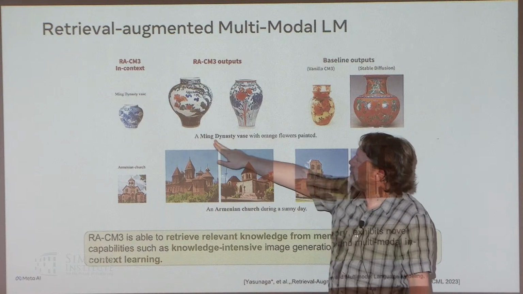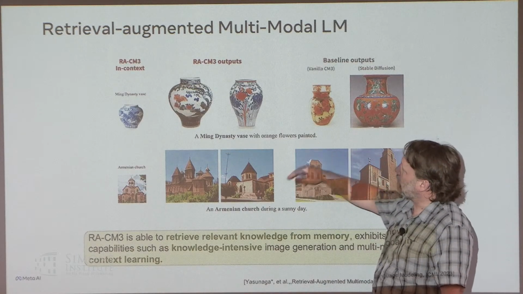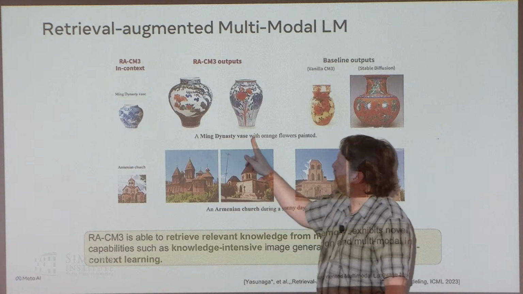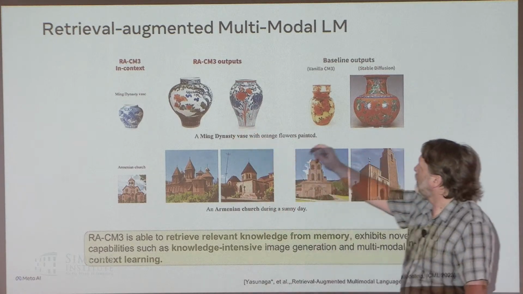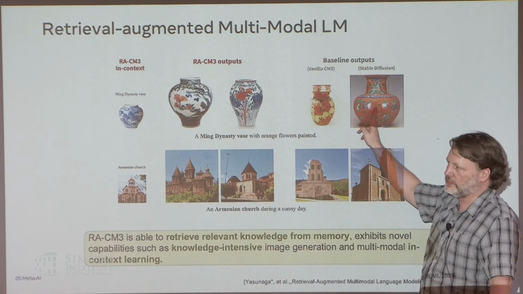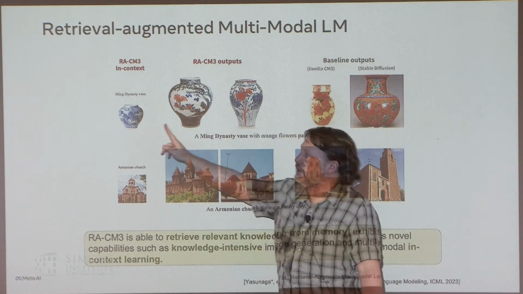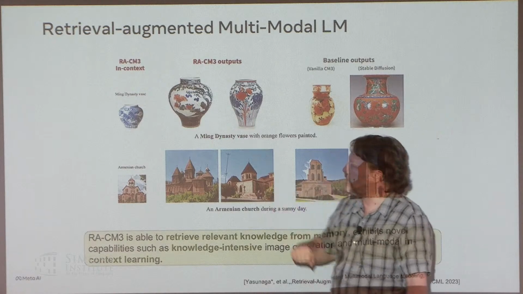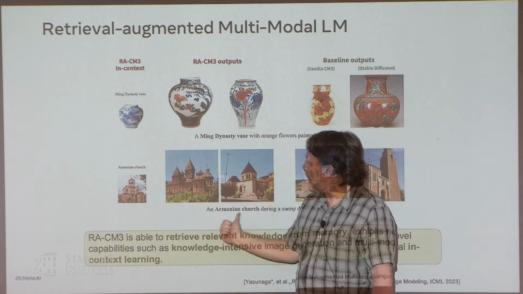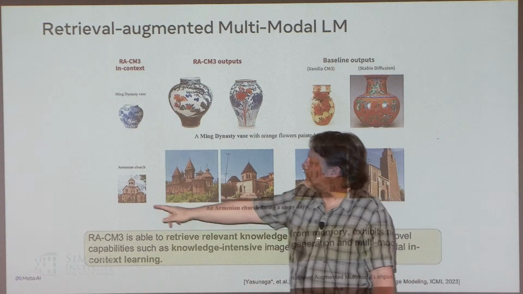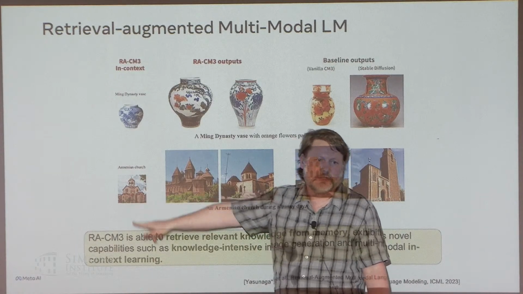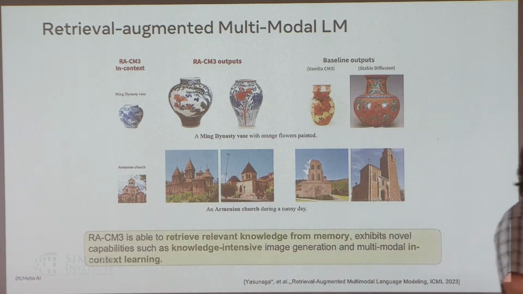Sorry, the actual prompt is the Ming Dynasty vase with orange flowers painted, right? So this should normally be blue. This requires a little creativity to think about how to do it. The models only do the orange. But if you retrieve an example and show it in the context, then it's able to do much more interesting hybrid things. And similarly here, when you ask it to do Armenian church, that's a very particular type of steeple on the church. The models don't have that long tail knowledge, but if you retrieve that image and put it in the context, the models can copy and actually get it right.